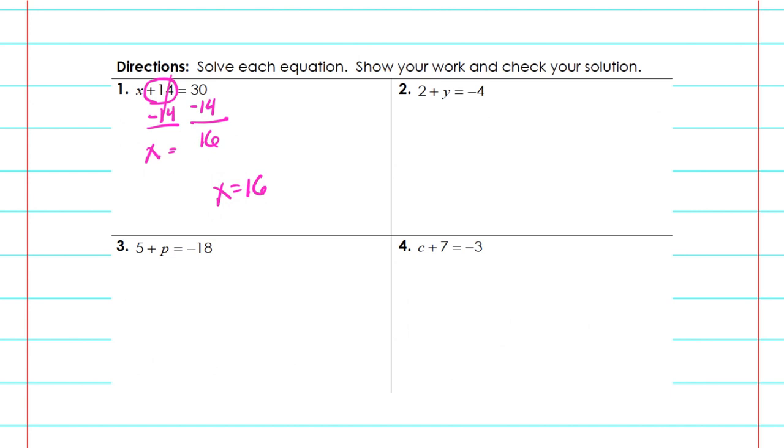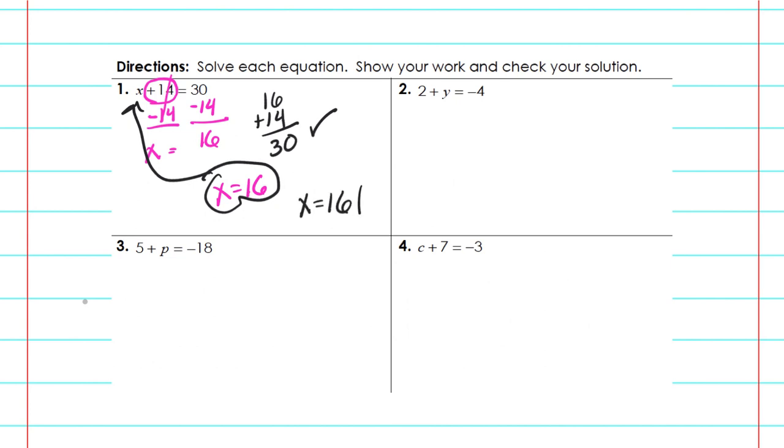Now to check my solution, I'm going to rewrite the problem with 16 in it. So 16 plus 14, and if I get 30, which I do, I proved it. That is how I check it. Take what you have for x here and put it back into the problem to solve and double check. So the answer is x equals 16.